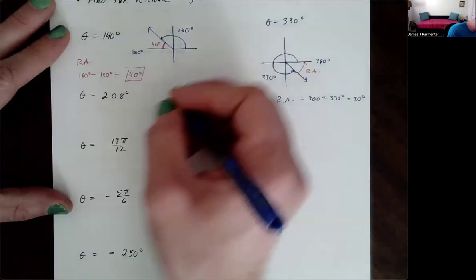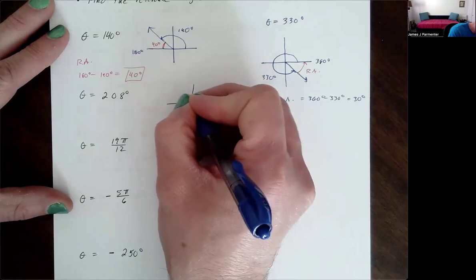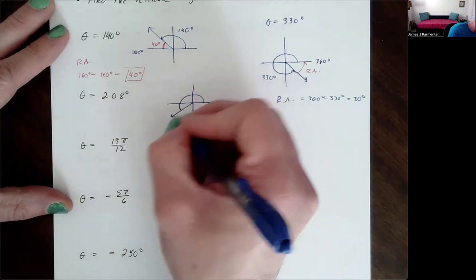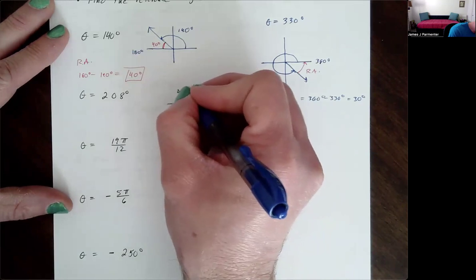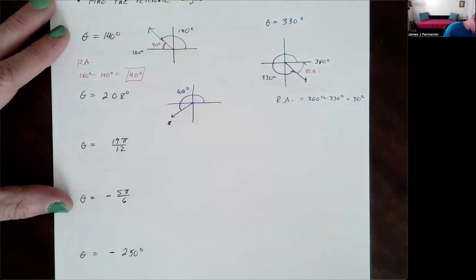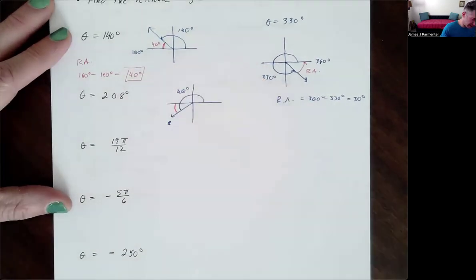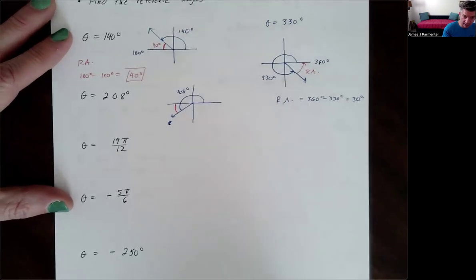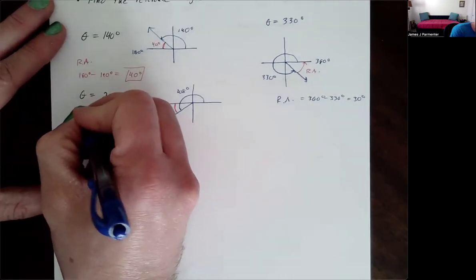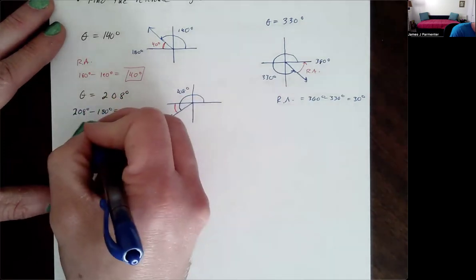For 208 degrees, I know I'm going into quadrant 3, bigger than 180, less than 270. So then here's my reference angle, again, measured to the closest x-axis. Well, it's going to be the difference between 208 and 180. So it's going to be this time 208 degrees minus 180 degrees, which is going to be 28 degrees.